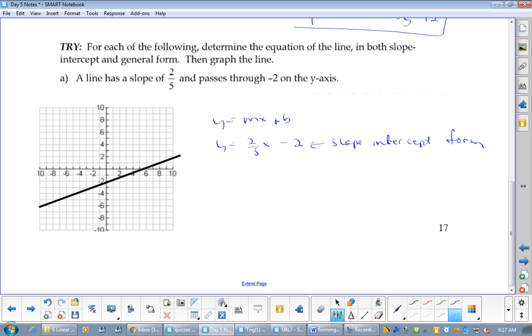Okay, so who can remember now how to get this into general? It's the first thing we do, yep. Okay, so to get to general, we need to first get rid of that fraction. So I'm going to multiply everybody by 5. So that'll give me 5y equals 2x, sorry, minus 10.